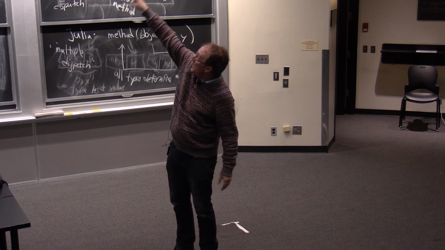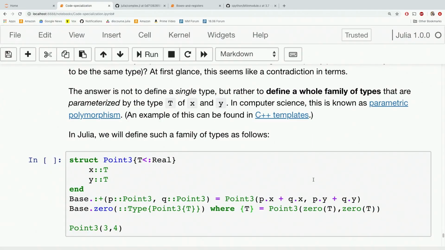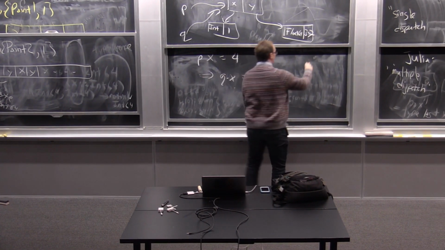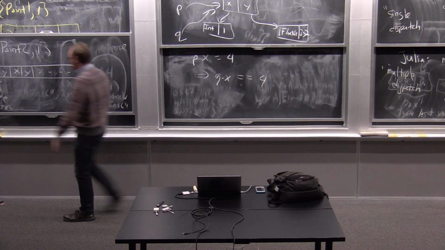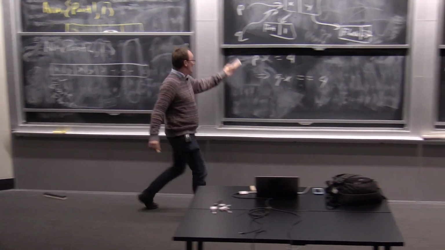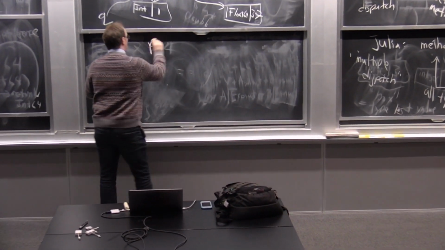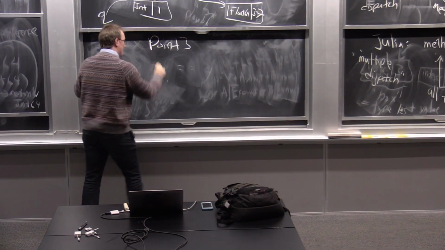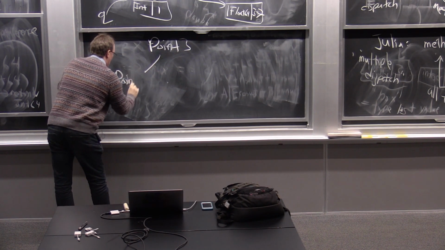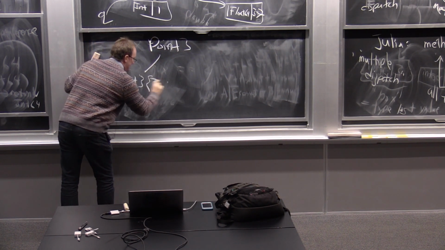So T is any type, where the less-than-colon means is a subtype of. So T is any subtype of Real. Could be Float64, could be Int64, could be Int8, could be BigFloat, could be a user-defined type. It doesn't care. So this Point3 here is a whole hierarchy. I'm not defining one type. I'm defining a whole set of types. So Point3 is a set of types. There's a Point3 Int64.